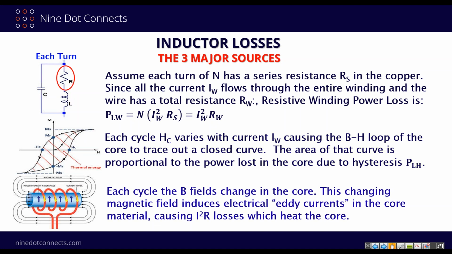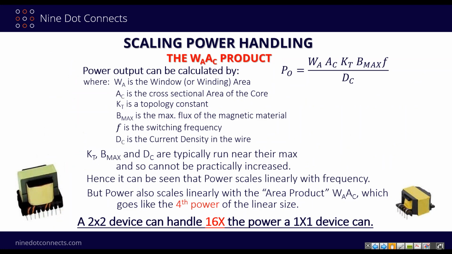The third one is that when you change the current in a coil, it changes the B field. The B field changes in the magnetic material and induces eddy currents in the core, resulting in I-squared R losses of currents circulating in the core. Those are the three major sources of heat. So if you have a magnetic device that's running hot, those are the three suspect things that you need to reduce.